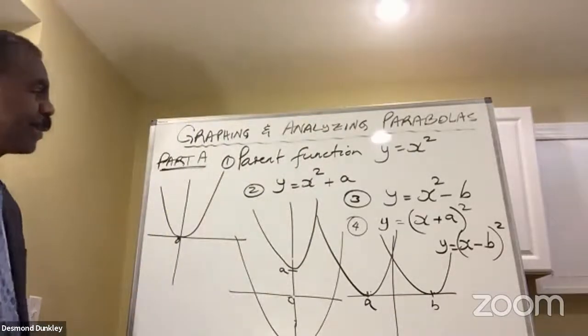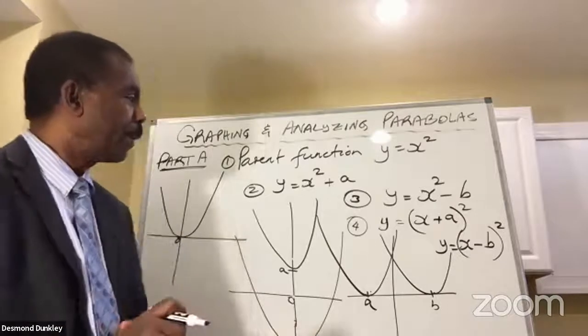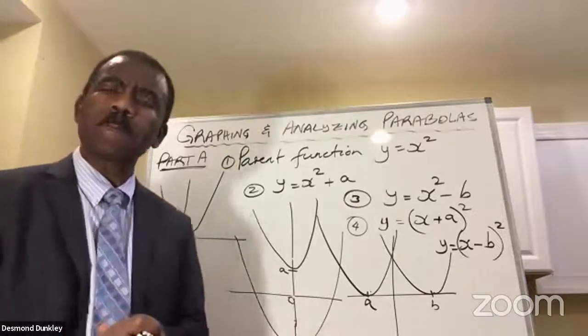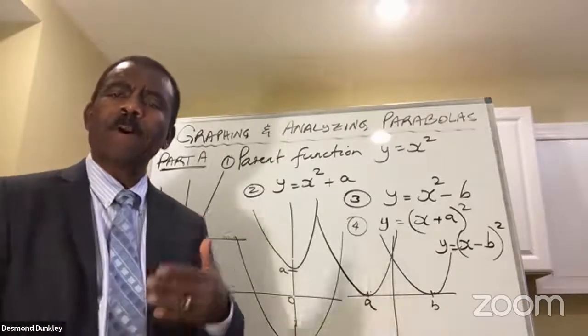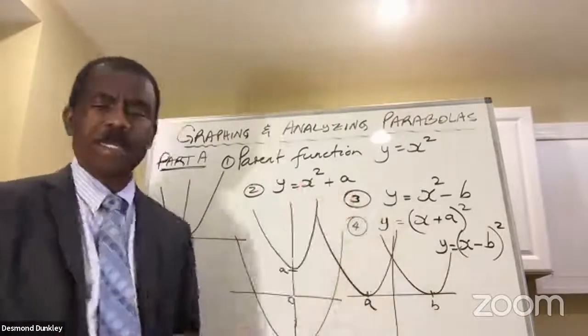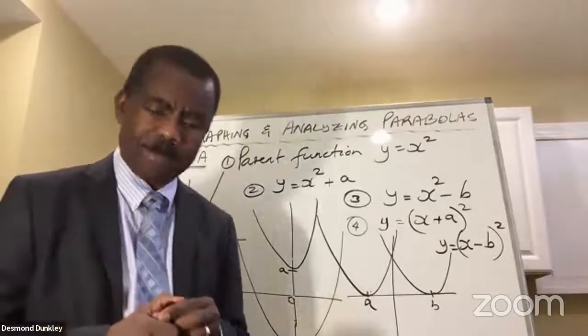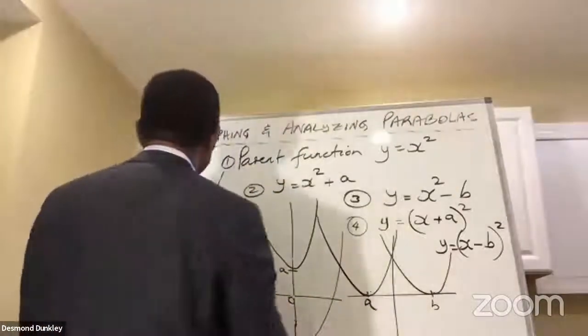Okay, so that takes care of that. So now what we'd like to do is draw a graph of a parabola, a random parabola that's given. Not something as simple as this, but something that is a little bit more involved. How do we go about doing that? So let's look at that now.